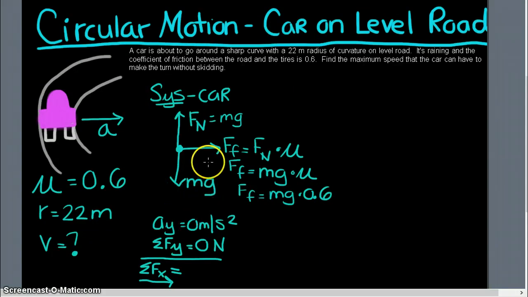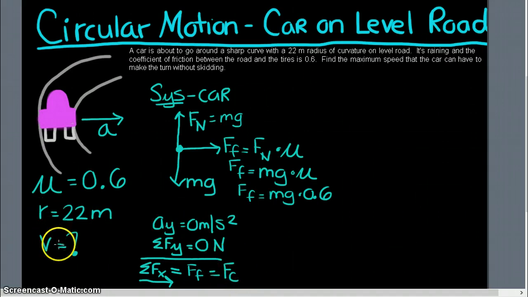When I look at my force diagram, I can see that mg and the normal force are balanced. And the force of friction is our net force in the x direction. So the net force in the x direction is equal to the frictional force. And this net force is also towards the center of the circle. This is the net force that's causing this object to continue moving in a circle with uniform circular motion.